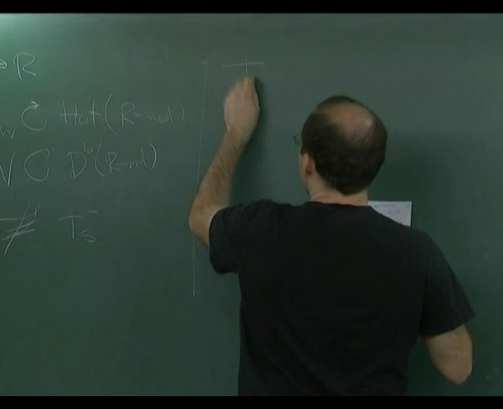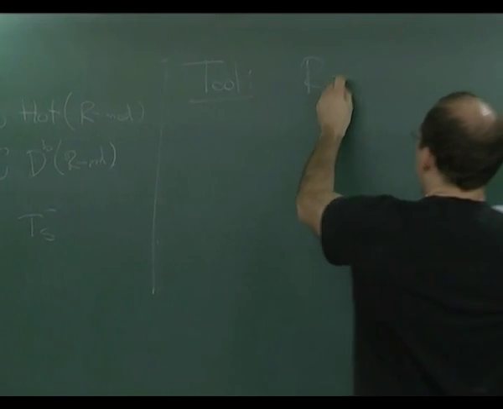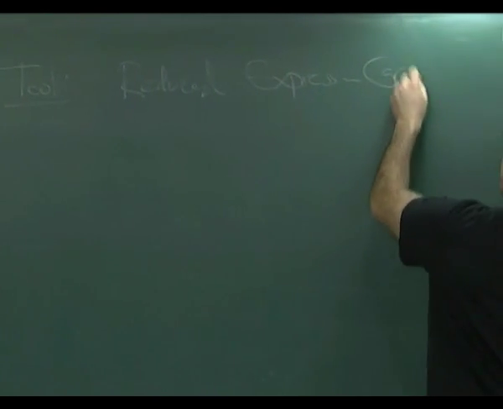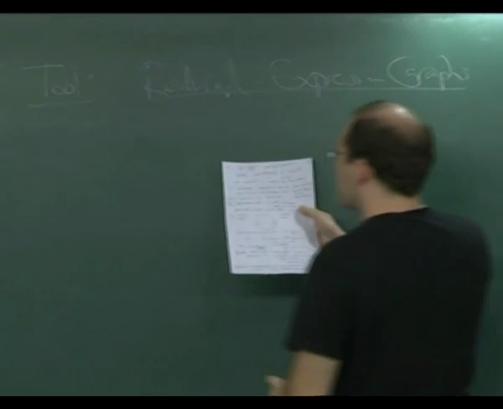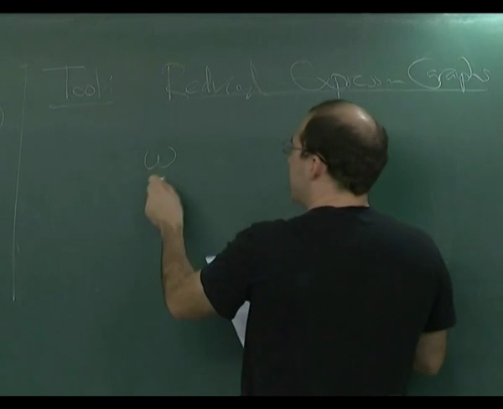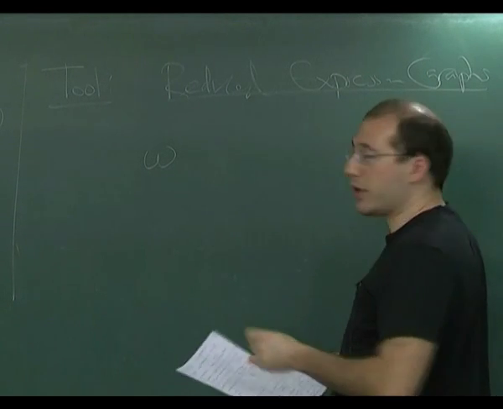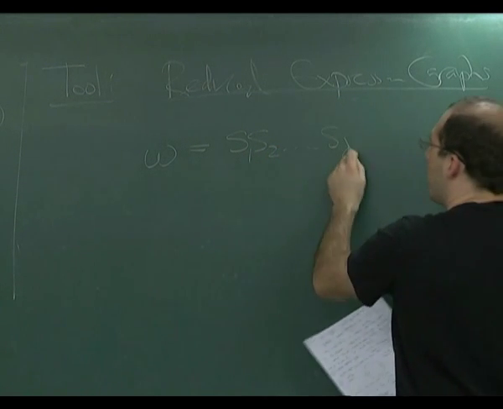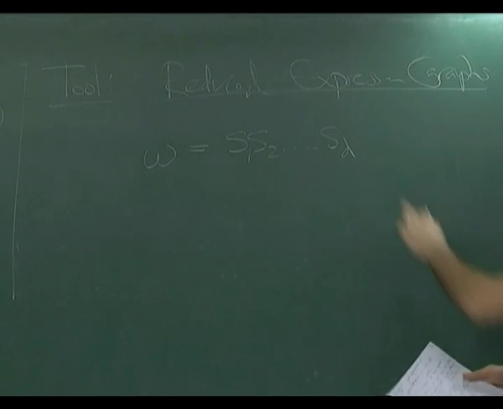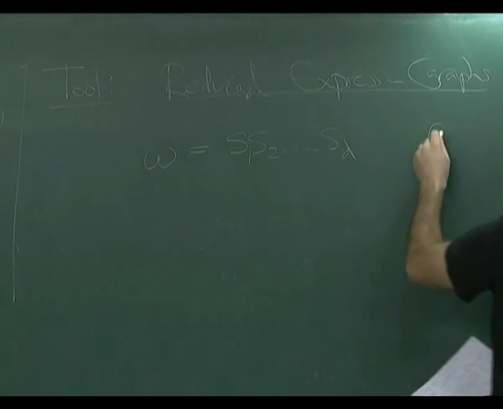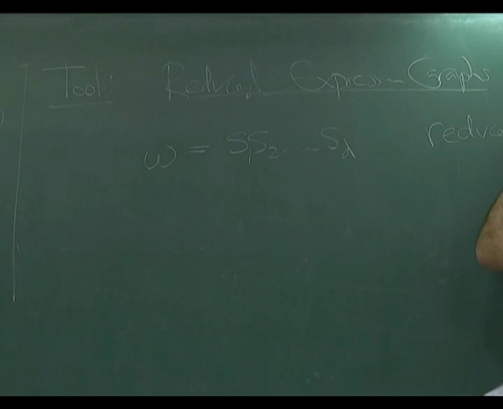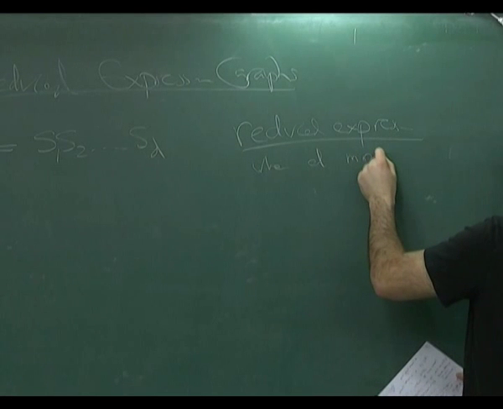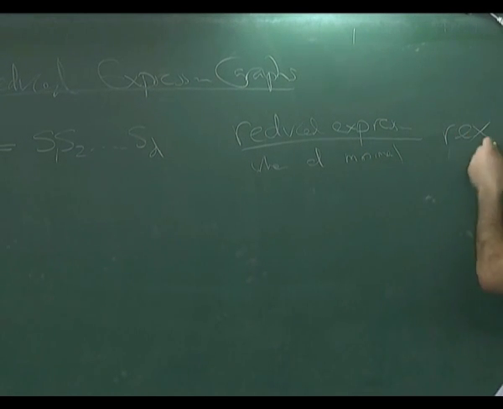Okay. So the tool to study this stuff are reduced expression graphs. This is kind of nice. If you have an element of your Coxeter group, like the symmetric group, say, then you can write it as a word in the simple reflections. When this is of minimal length, this is called a reduced expression. Since this word gets used a lot, I'm going to write rex instead of reduced.